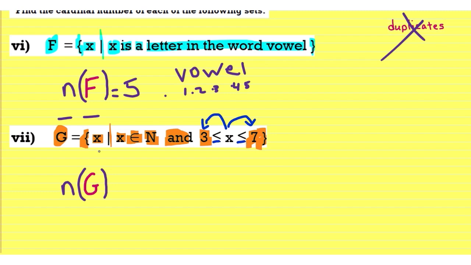So that means it's a natural number. Natural numbers are counting numbers, which means it would just start with 1. But it's also restricted by this right here. So that means it's equal to 3, so it would include 3. And it would be 4, and then 5, and then 6, and then 7, and it says it's equal to 7, so it includes 7. So that means we have 1, 2, 3, 4, 5 elements. These numbers 3, 4, 5, and 7 are also natural numbers, so that restriction is met as well. So that means the cardinality of set G is equal to 5.